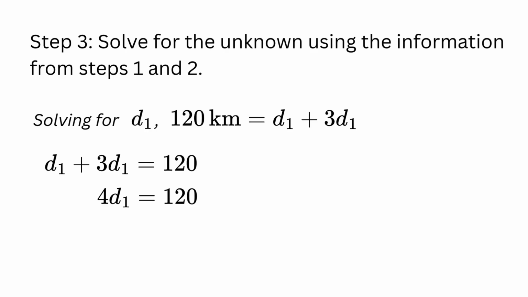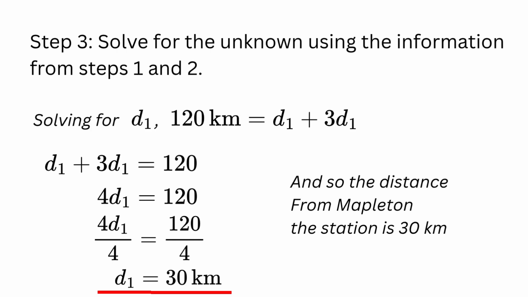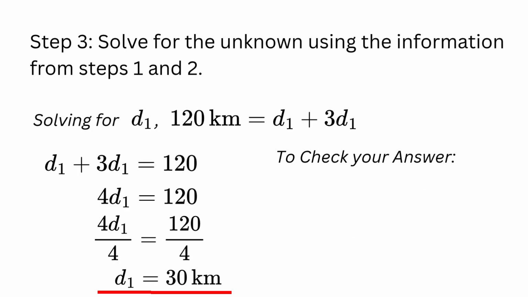And now to get d1 by itself, we need to divide the left-hand side and the right-hand side by 4. So 4d1 divided by 4 is d1, and 120 divided by 4 is 30. So now our answer to this question is 30 kilometers, and that is the distance from Mapleton to the station.